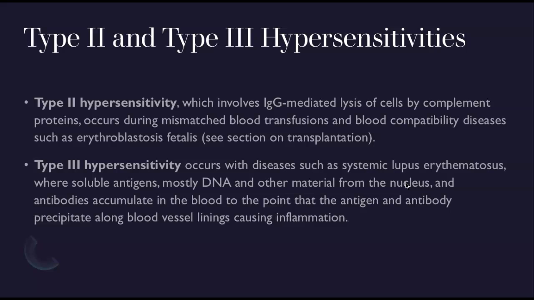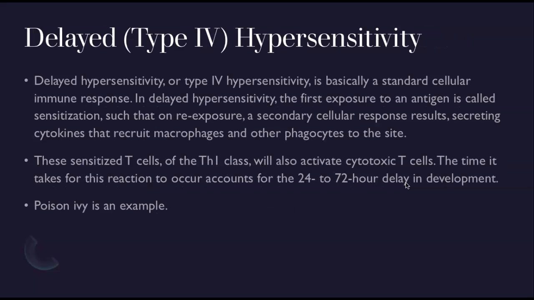And then type 3 hypersensitivity occurs with diseases that are systemic, like lupus erythematosus, where you get soluble antigens, which is like DNA and other material from the nucleus, and antibodies that accumulate in the blood and do not get broken down, and it'll be to the point that the antigen and antibody precipitate along blood vessel linings, which causes inflammation in those blood vessels, which is not good.